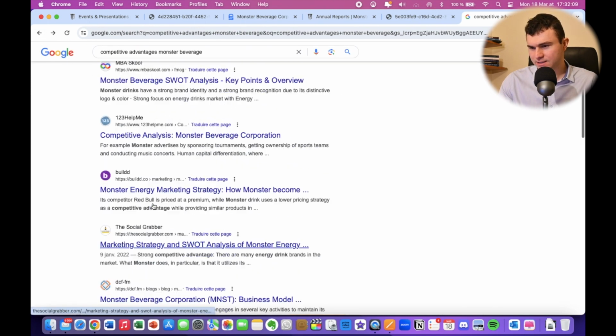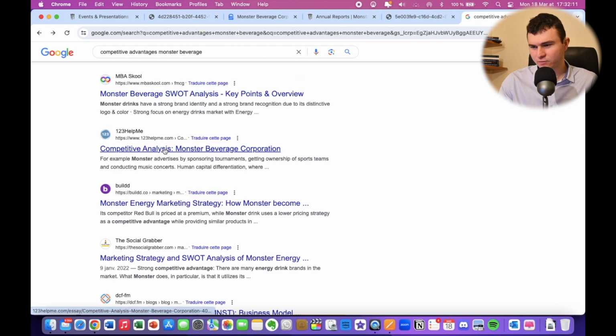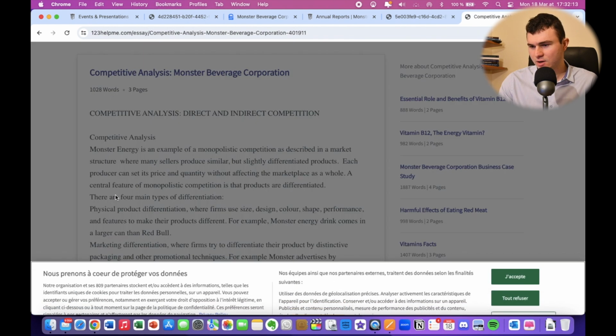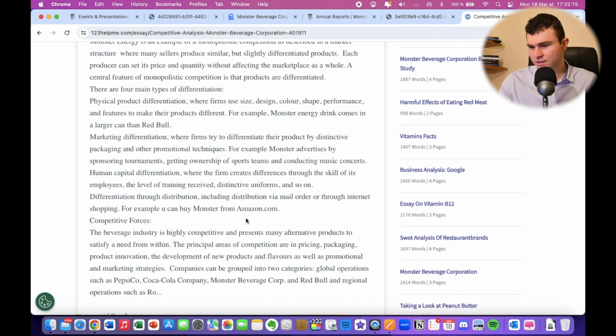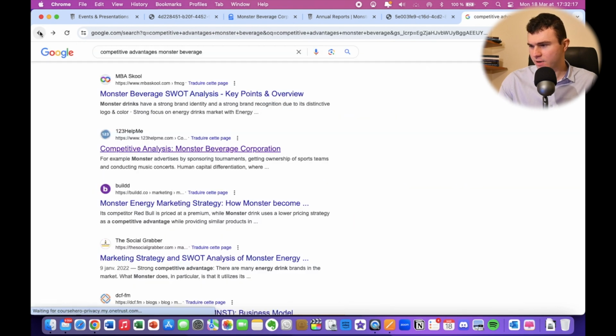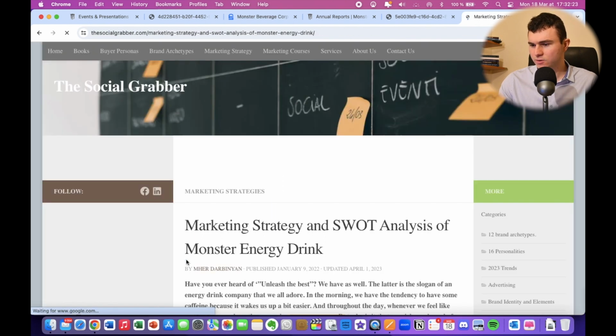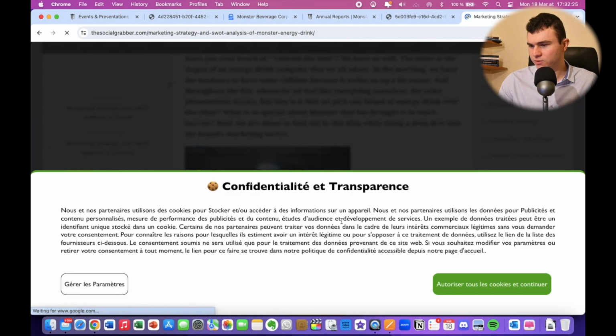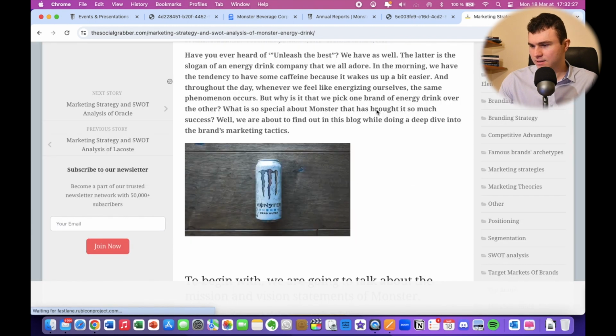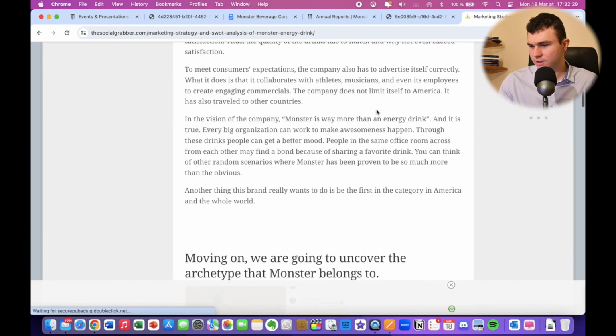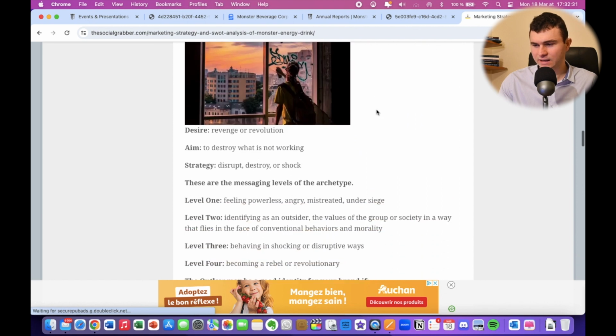SWOT analysis. You have plenty of free analysis here. Competitive advantages here. No, okay, not this one. Let's see if somebody has a SWOT to share. Strength, weakness, opportunity, threats. I accept the cookies. Okay, you have plenty of data if you want to go deeper.